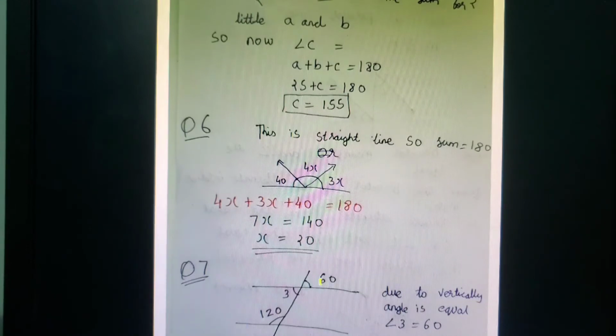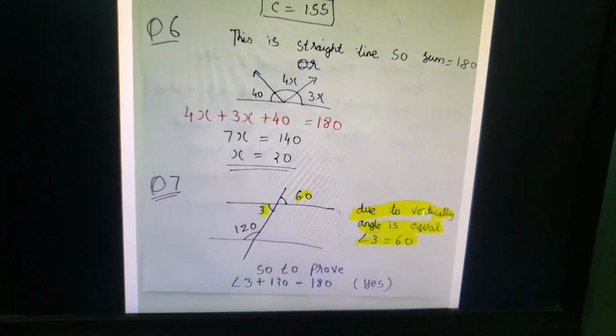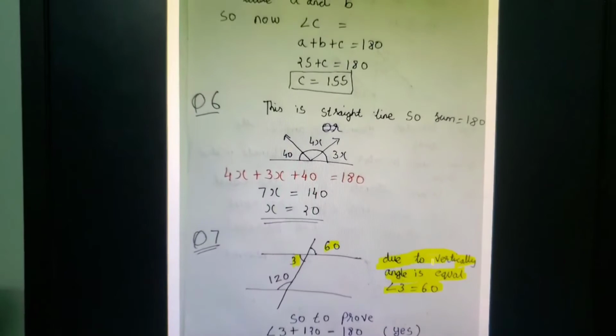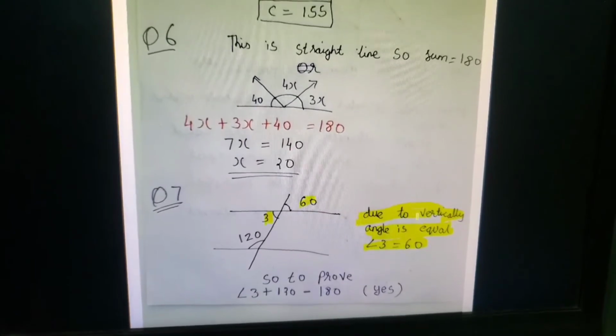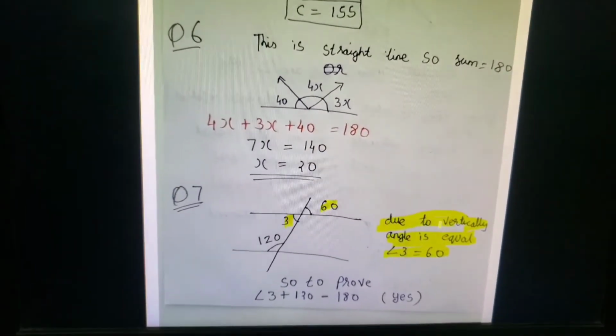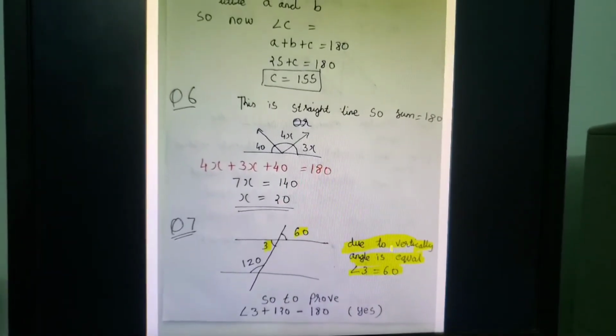So this is 60, this is angle 3. Due to vertically opposite angles being equal, which we have studied in the chapter if you have read it carefully, angle 3 is equal to 60. This is not a proof that the lines are parallel, so I have taken this. Otherwise I can prove it in another way, but it is not given that the lines are parallel, we have to prove it, so we cannot take it as parallel.